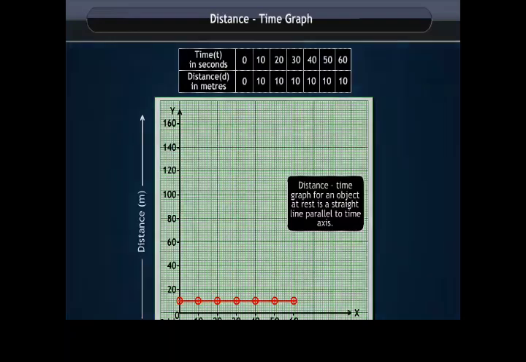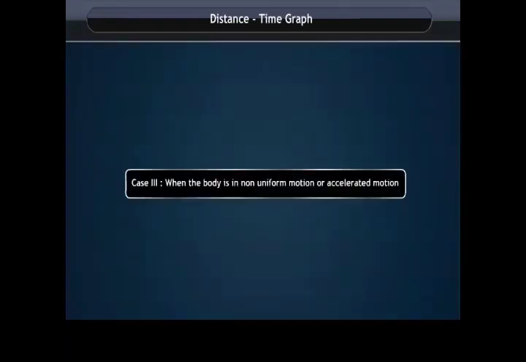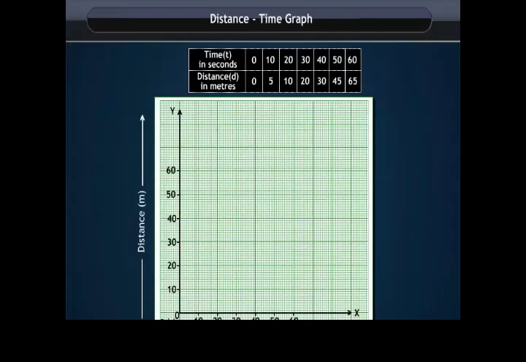So the distance time graph for an object at rest is a straight line parallel to the time axis. Case 3. When the body is in non-uniform motion or accelerated motion. Let us consider a car in non-uniform motion. Let the given table represent the distance covered by it at different instants of time. Let us plot these points. Let us join the points to get the required graph.